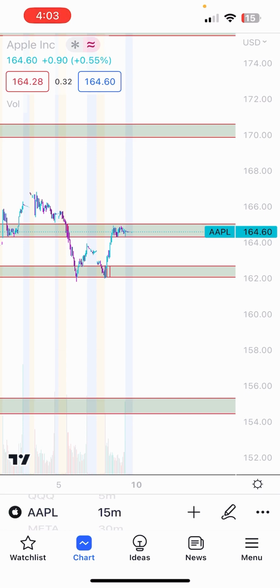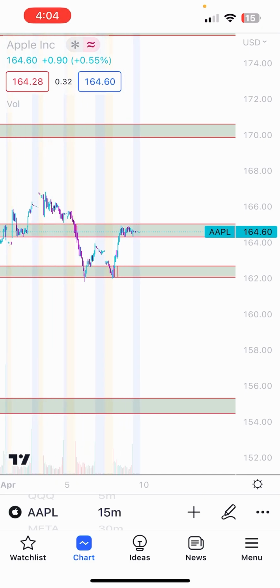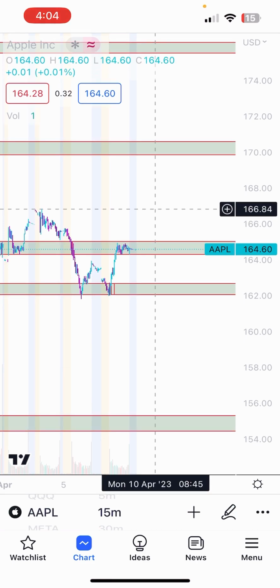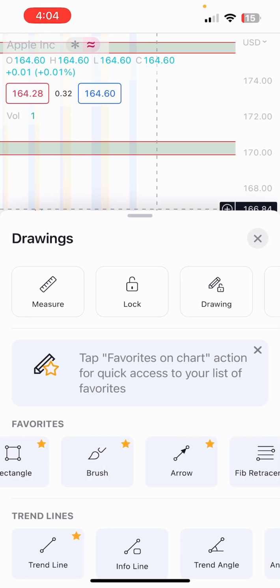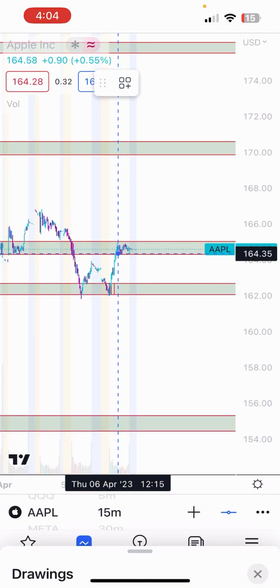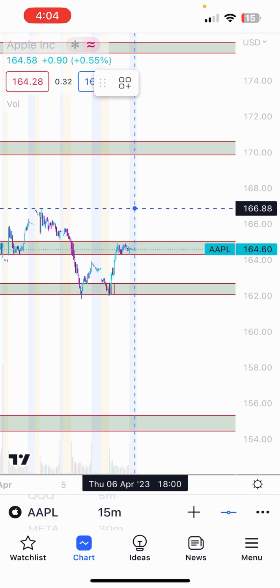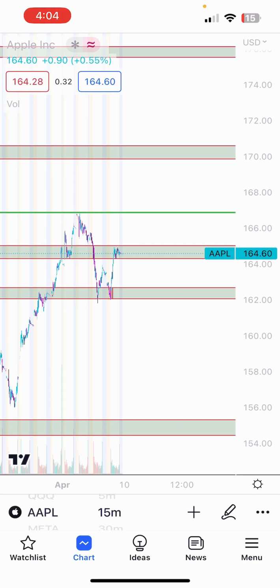We can make something happen here, because we know the only thing that could happen here. You can draw a line right here. Let's draw a line right there, and I'm going to show you why we are drawing that horizontal line right there, because it all depends on what price does on that line.